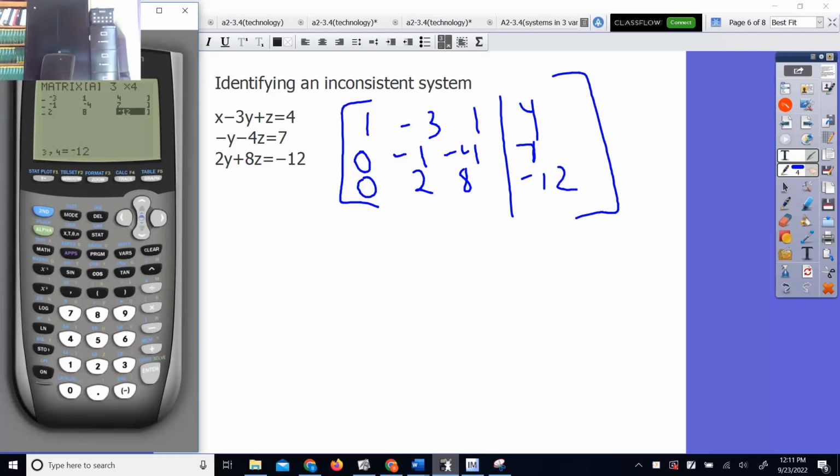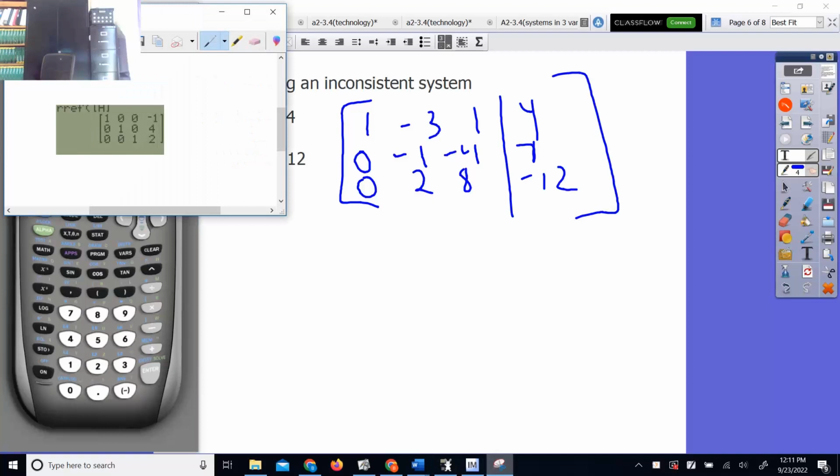I'm good. So since I'm good, I'm going to quit. And I've already typed REF multiple times already. I'm going to press the arrow key until REF matrix A is selected. Then I'm going to press enter and enter again. See what I did there? Took myself 5 seconds.